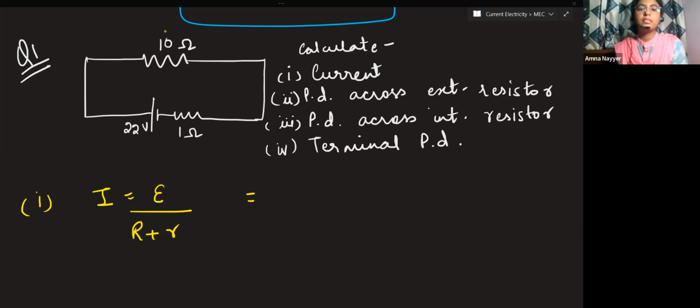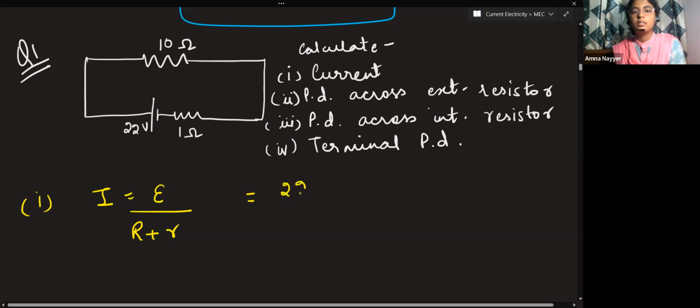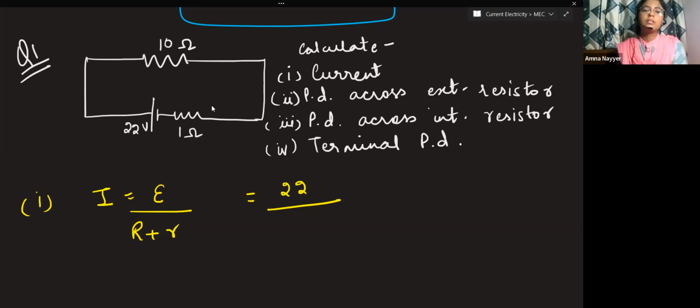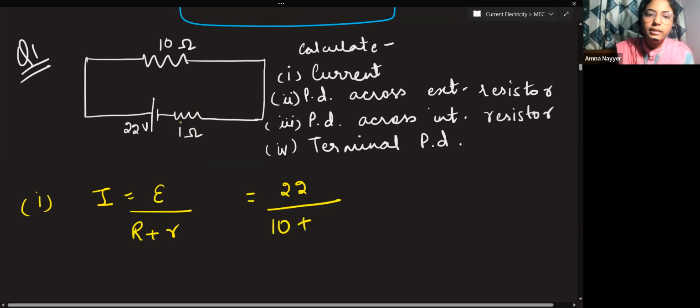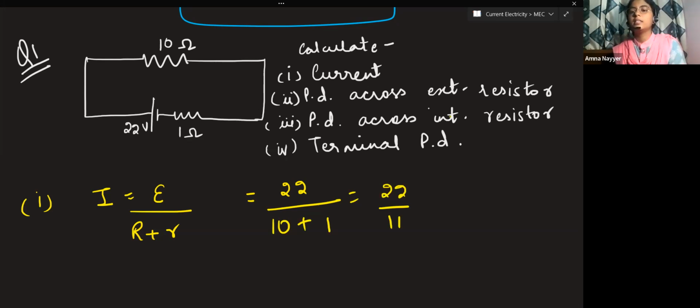22. You took it as 20. And Hamza, what is the value of capital R that I should write? It's 10. Good. And the internal resistor, this is 1. So this is 22 divided by 11. This gives 2 ampere. So first part, almost everyone has submitted.